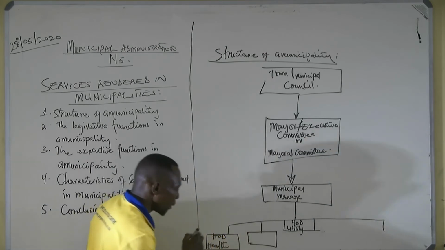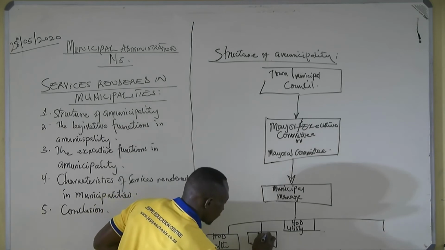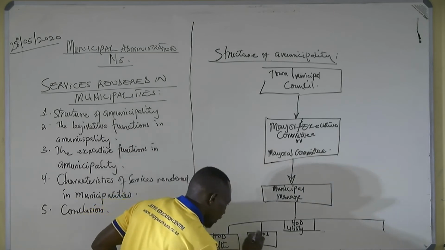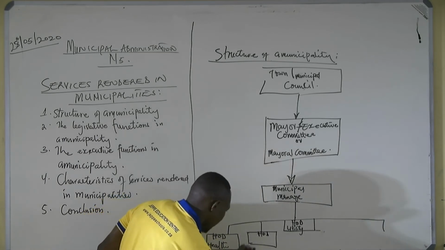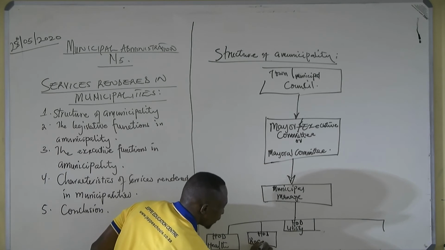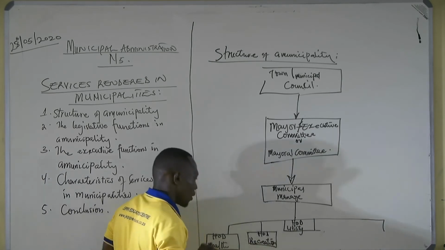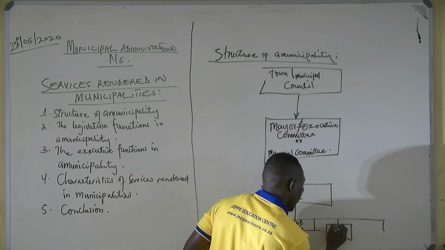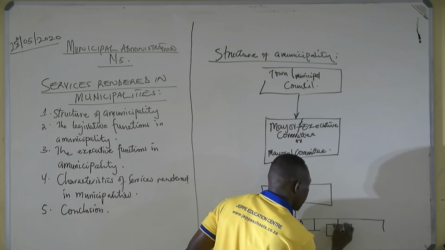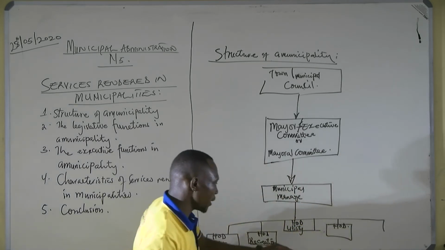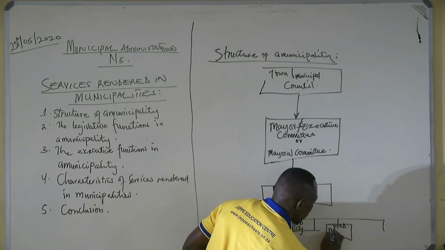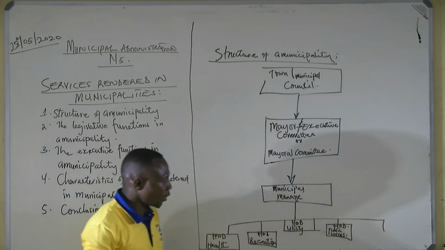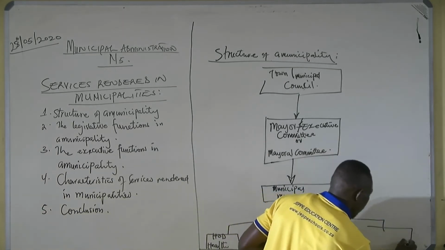After that, we have another department somewhere here. This department is being regulated by the head, and this is the head of recreation. Irrigation. There is also another department somewhere here under the leadership of the head of public works.